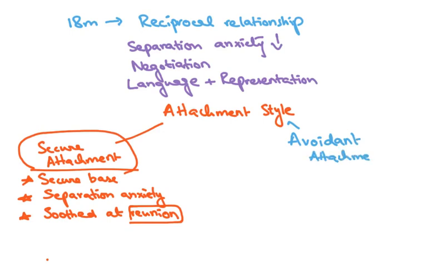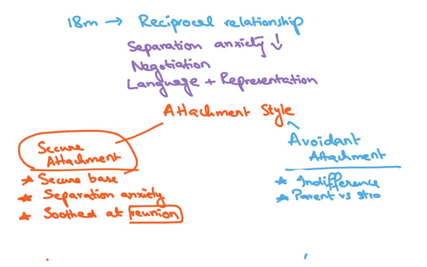Now, what exactly is avoidant attachment? Avoidant attachment is basically that the child shows little or no interest in the parent being present when they're alone with the parent in the playroom. So there is indifference really towards the parent. There is no difference in how they react to the parent versus the stranger.